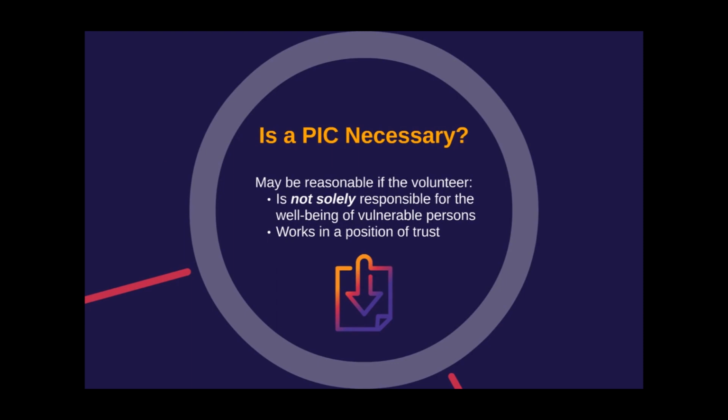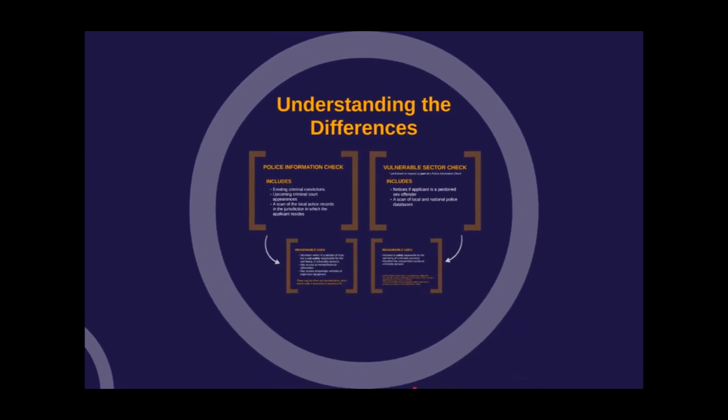Think about your organization, the work your volunteer will do, and what kind of policies are in place. Do you think the position requires a police information check or a vulnerable sector check? You can find our risk assessment matrix in the sidebar. Use it for more guidance. If you still aren't sure, that's okay. We will look at the differences between PICs and VSCs to help deepen your understanding.